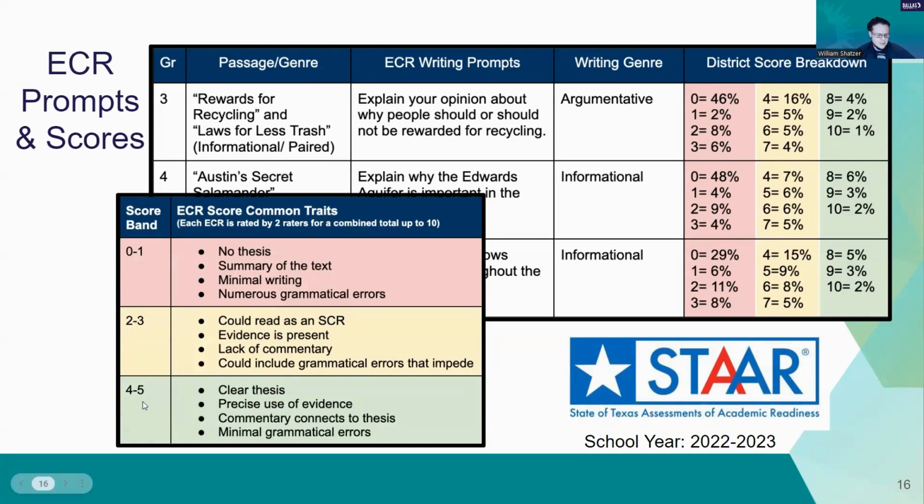And if students received a score of 4 to 5, we're doing really good. There was a clear thesis. They used precise evidence. There's commentary that connected to the thesis, and then minimal grammatical errors.